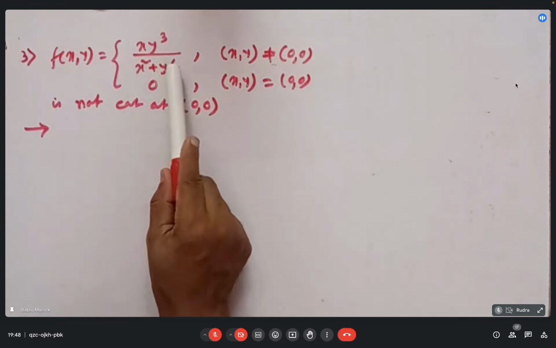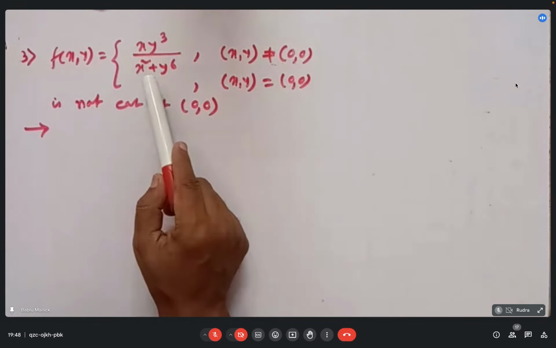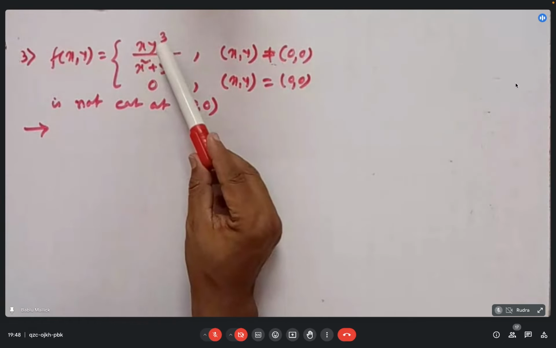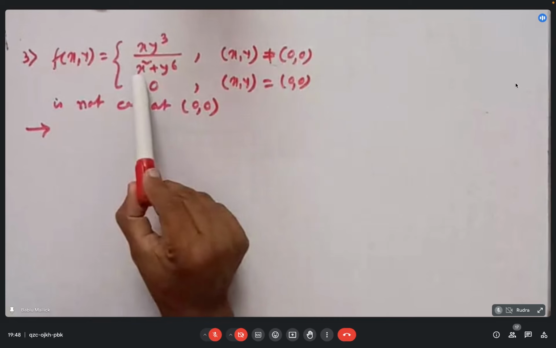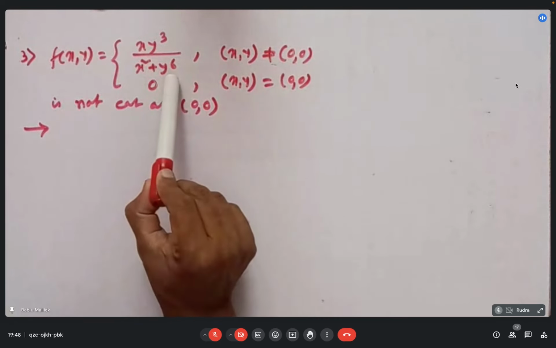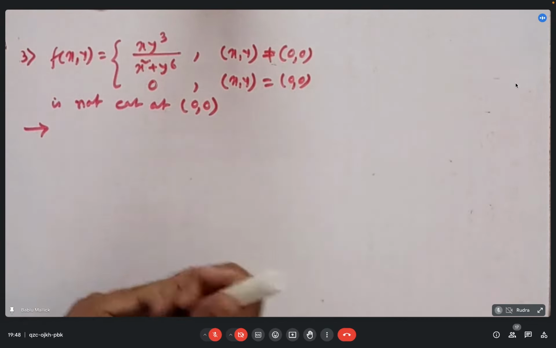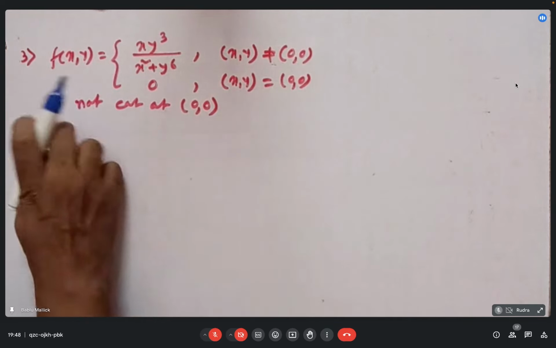Is it homogeneous? Not homogeneous, because the degree of the numerator is 4 and the degree of this part is 2, the degree of this part is 6. So it is not homogeneous. That means you have to choose some different path.